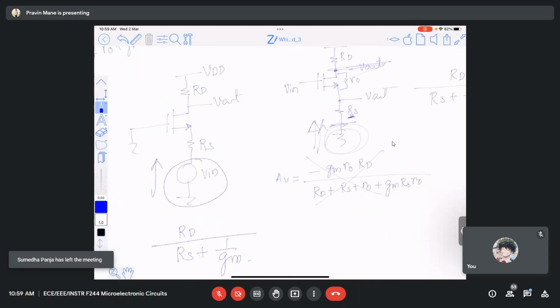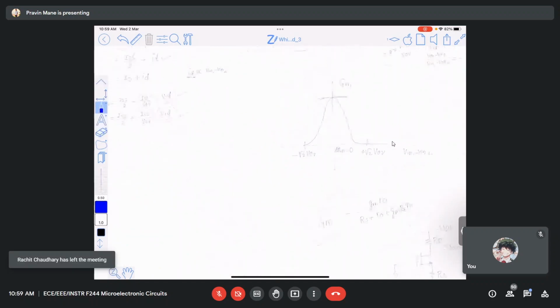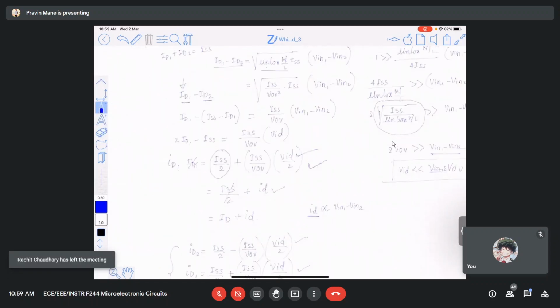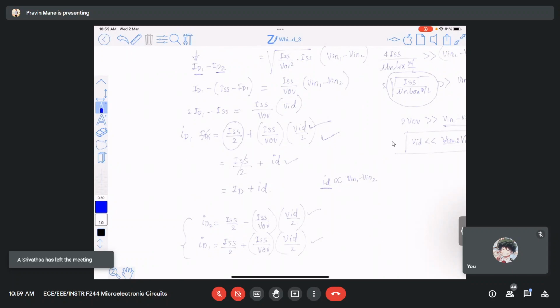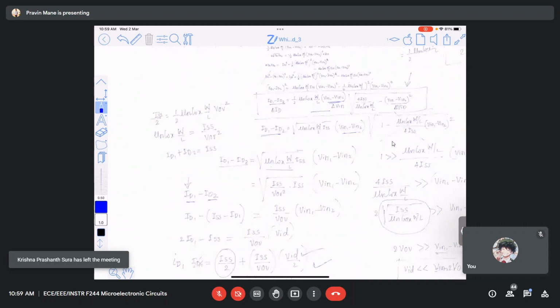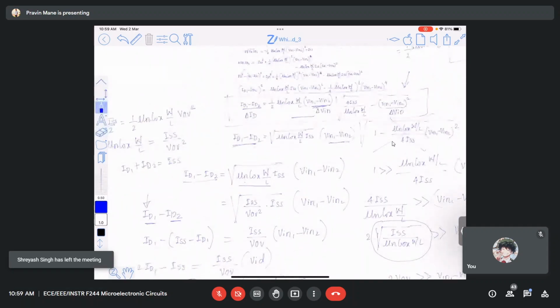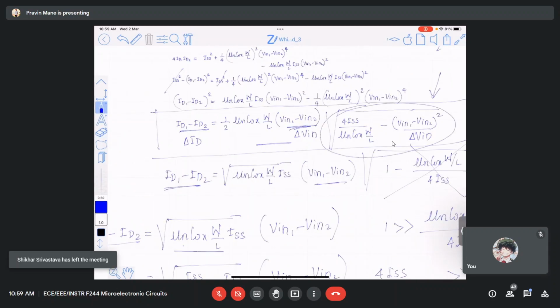Any other question? Sir, could you go to the part where you derived the current for each branch, like ID1, ID2? Okay. Yes, sir. You had mentioned that you've taken some approximation here, right? What approximation? The square root part has been neglected, right? Yeah, that one. Could you show where exactly you neglected that? So here, this part I have not considered. The square root part has been neglected here. Okay, got it. Small signal condition. Right, understood.